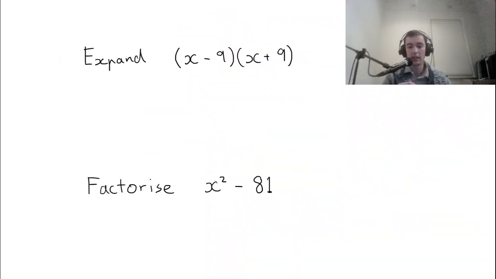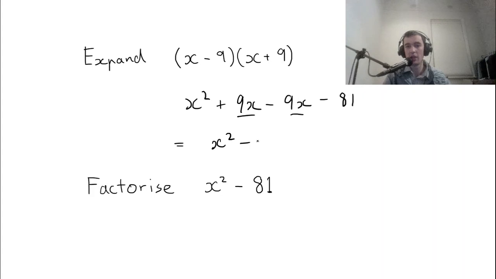All right. Now, let's expand another one, and we'll use that to factorize. So, let's expand. The first one is x squared. The outside two terms, times them together, you get 9x. The inside terms, you get negative 9x. And the last two terms, you get negative 81, 9 times negative 9. Now, again, these two cancel out. So you've got x squared minus 81.